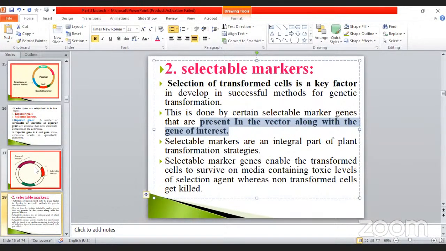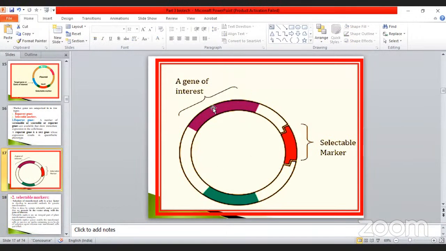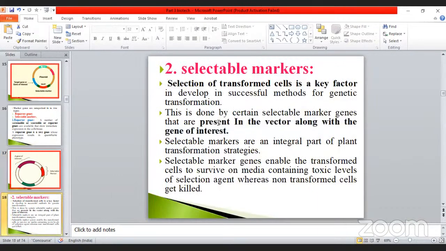You already know this is the vector, a plasmid. In this plasmid, this is the gene of interest, and this part is a selectable marker, already present in the vector. These genes also encode particular sequences. This is done by certain selectable marker genes present in the vector along with the gene of interest. The selectable marker is an integral part of the plant transformation strategy. Selectable marker is also very, very important.